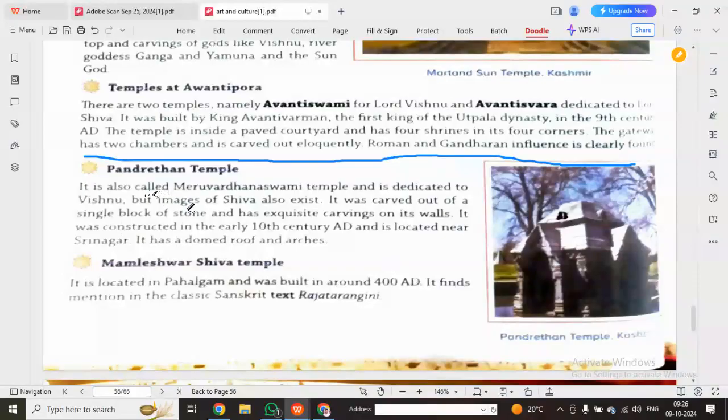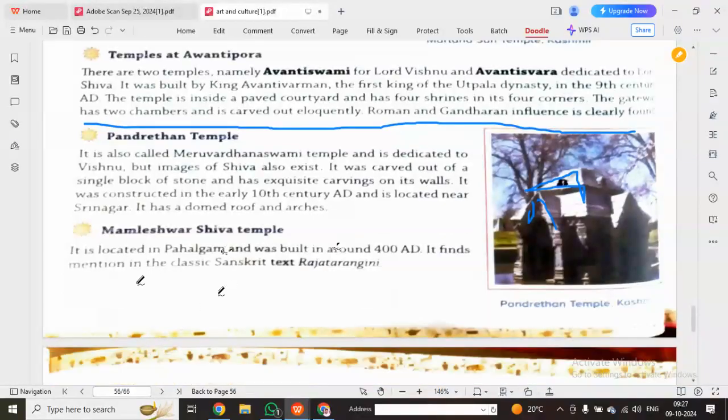Pandrethan temple, it was also called Meruvardhan Swami temple and is dedicated to Vishnu, but images of Shiva also exist. It was carved out of a single block of stone with exquisite carvings on its wall. It was constructed in 10th century AD near Srinagar. Arched roofs. This is the temple, so arched roofs. ठीक है, you can see the structure. The roofs are also arched.